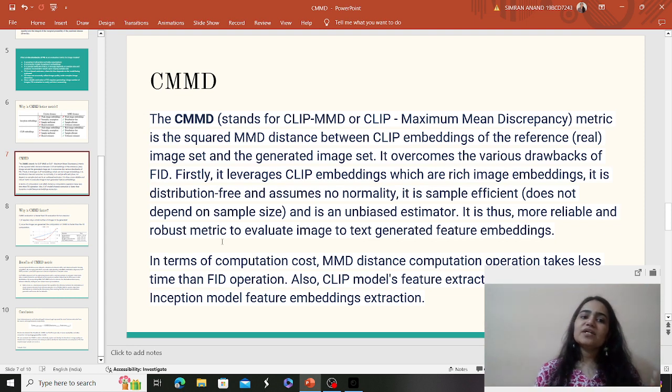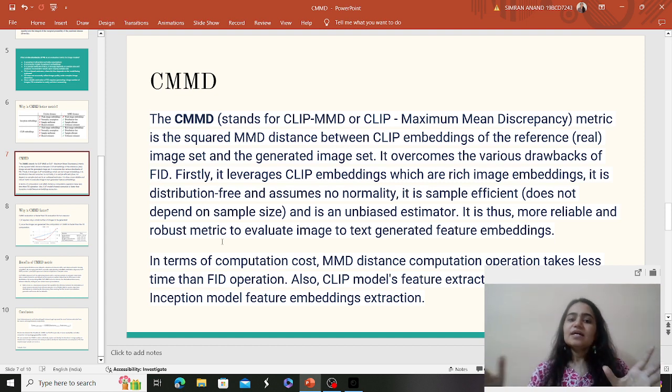Image to text is where you're, say, captioning an image. So an image is there, you're trying to assign a text caption to it using the CLIP model, which is contrastive language-image pre-training. That is image to text. So when you are trying to evaluate an image to text metric also, CMMD serves as a very reliable, robust metric for evaluation.